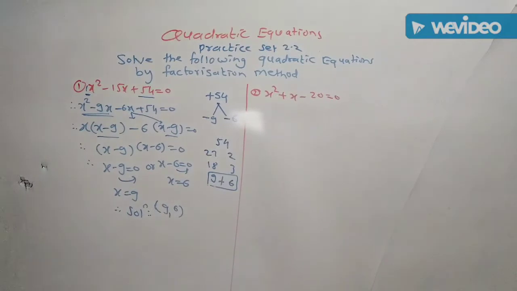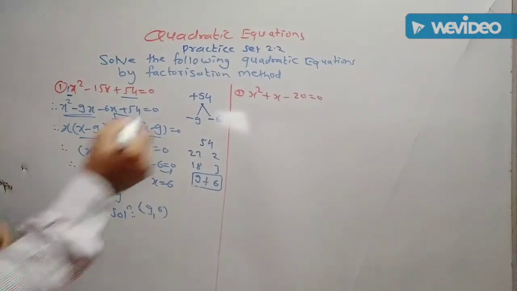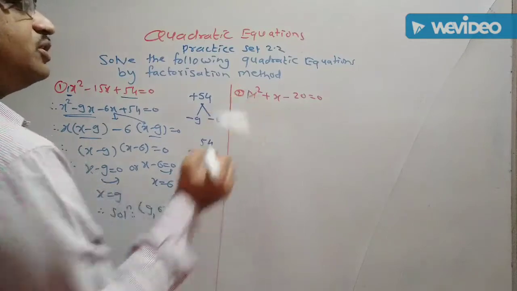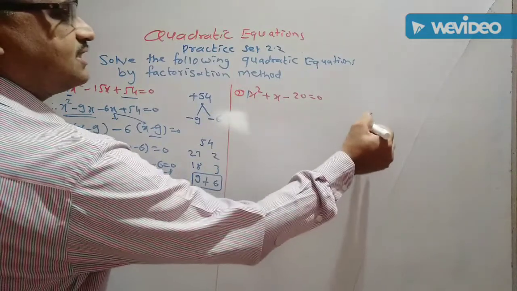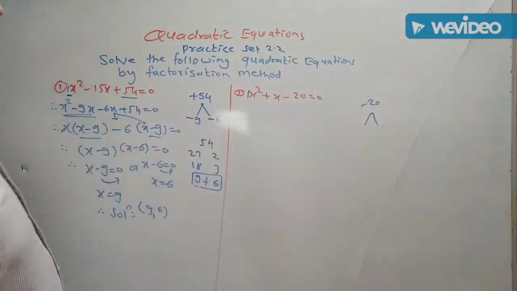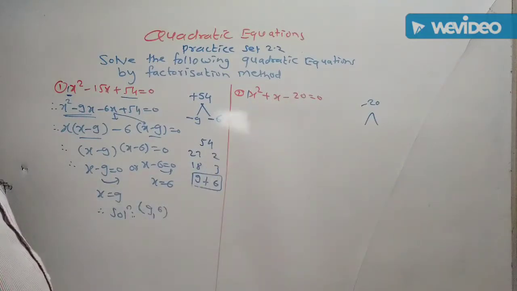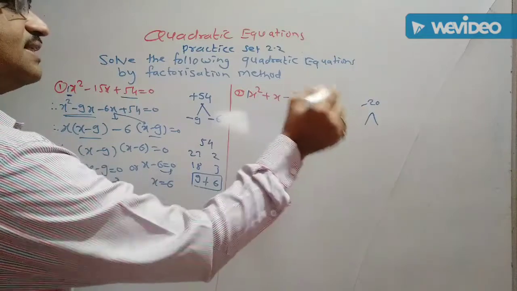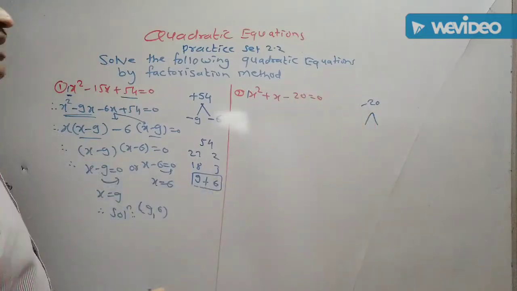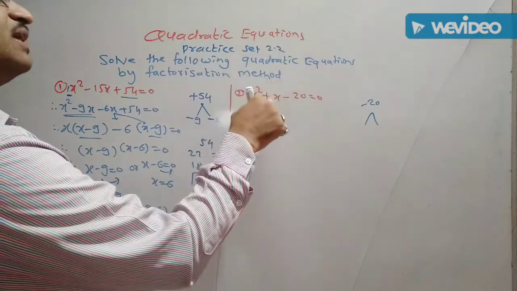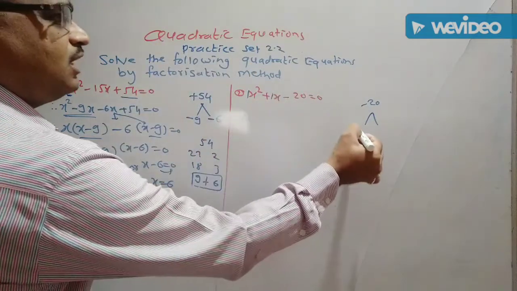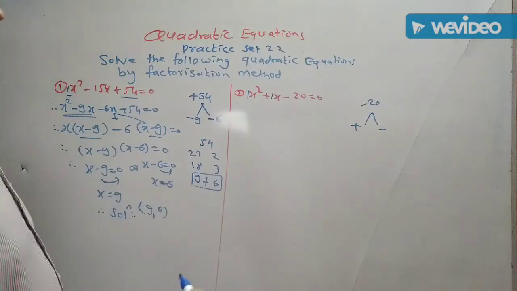Then the second example is given: x square plus x minus 20 is equal to 0. Again the coefficient of the square term is not given, that is, we consider it as 1. Now we consider the constant term minus 20. That means we have to find two numbers such that their product is minus 20 and their subtraction is plus 1. The coefficient of x is not given, therefore we consider it as 1. Therefore one number is positive, one number is negative.